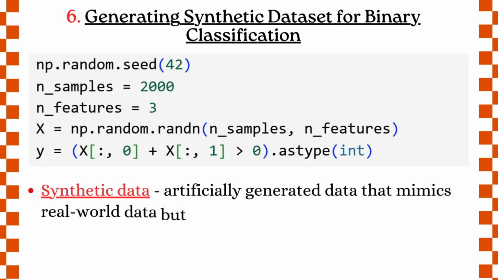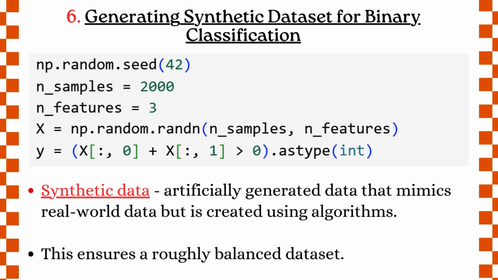6. Generating synthetic dataset for binary classification. Creates random feature values using a normal distribution. Defines a nonlinear decision boundary. This ensures a roughly balanced dataset.